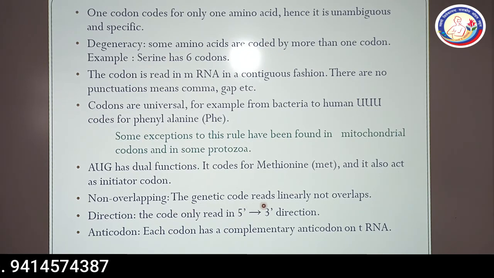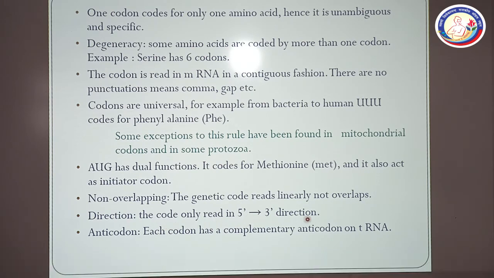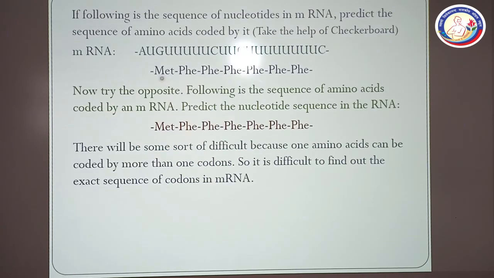Non-overlapping, the genetic code reads linearly, not overlapping, and direction, the code is only read in the 5' to 3' direction. An anticodon, each codon has a complementary anticodon on the tRNA.